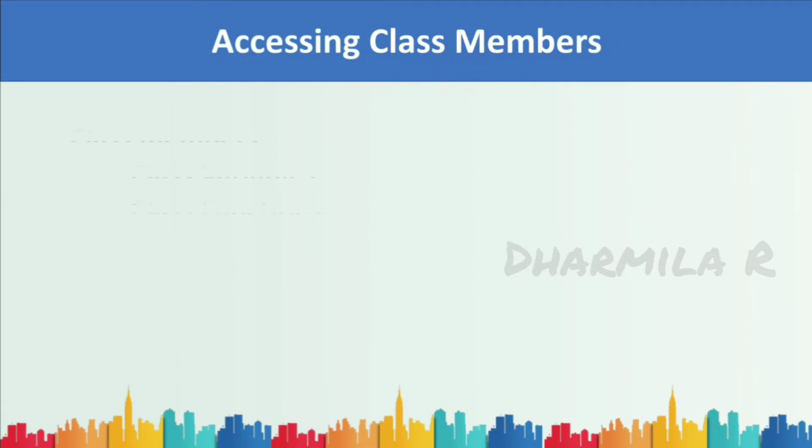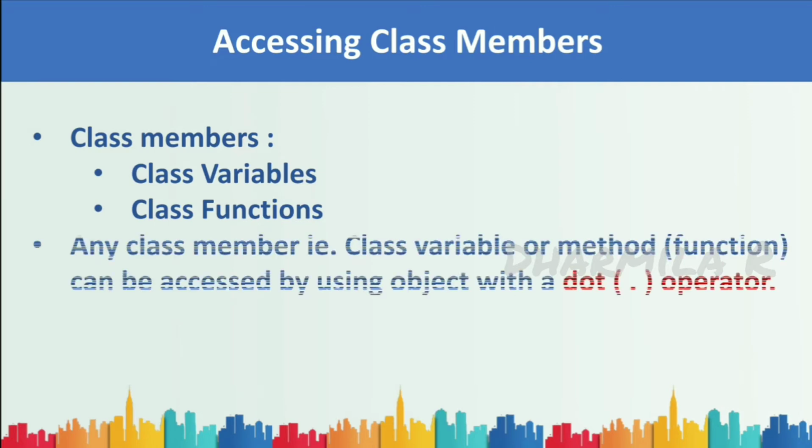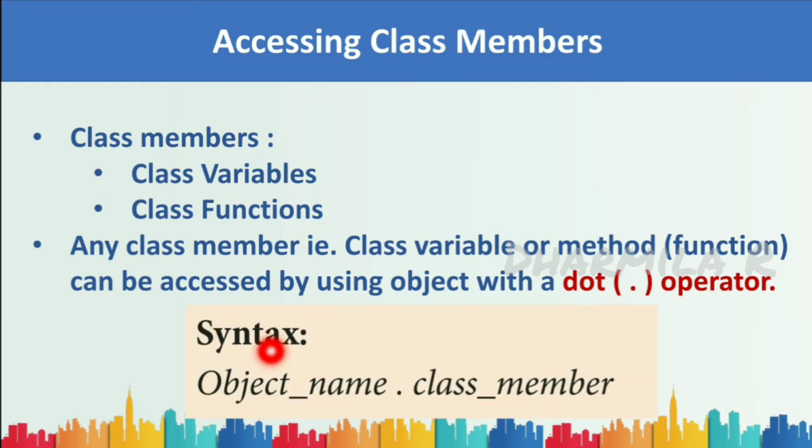Accessing class members. Yes, we have two members in a class, that is class variables and class functions. We have another name for function, that is method, class method. After completing the class block, you have to access the class members. Any class member can be a class variable or a method. Method means function. To access this, we have to use the object with a dot operator. Look at the syntax. You mention the object name, dot, and then the class member. The class member can be a variable or a function.